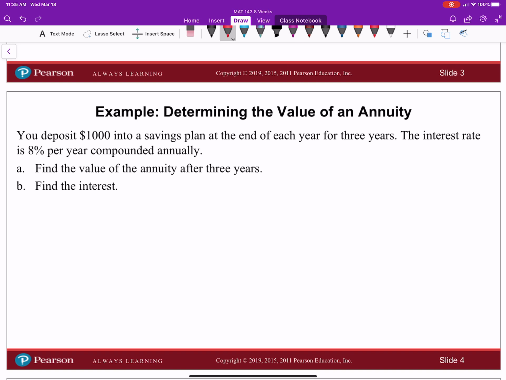First example of determining the value of an annuity. It says you deposit $1,000 into a savings plan at the end of each year for 3 years. The interest rate is 8% per year compounded annually. A says, find the value of the annuity after 3 years. B says, find the interest. So the first thing we have to look at is the value of each thing per year.